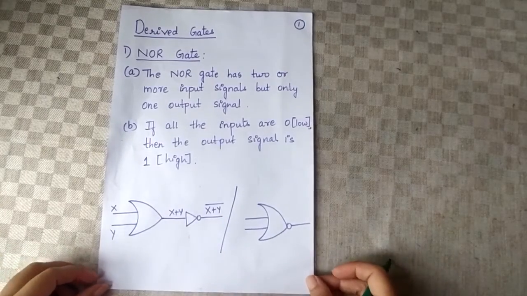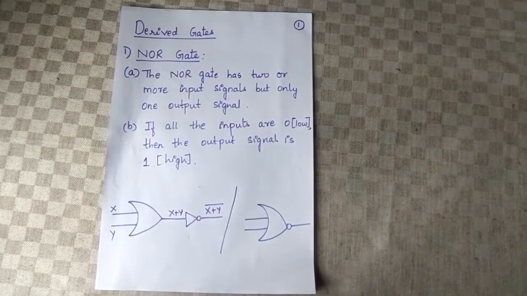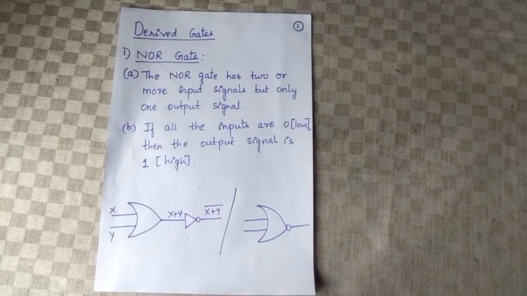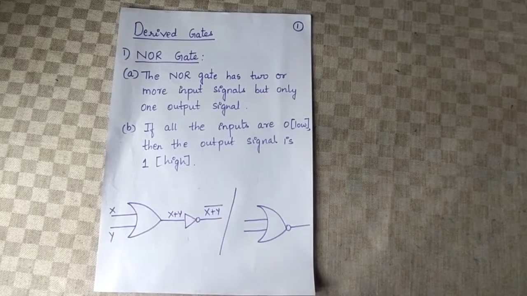Hello my dear students. As in our previous video class, we had started with a new concept, that is logic gates. We have seen in the previous class what is meant by a logic gate. It is nothing but an electronic circuit which takes one or more input signals but produces only one output signal.